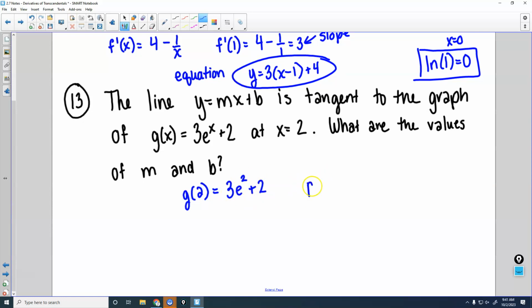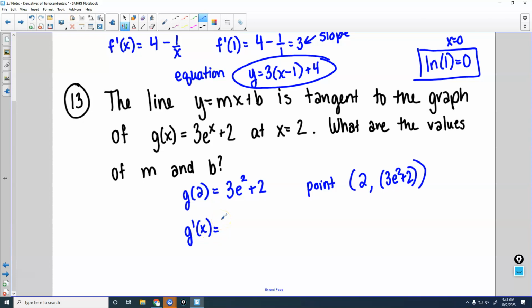Your point for this is 3e squared plus 2. 3e squared plus 2 is a number. If it were calculator active, we'd type it in and get a decimal for it, but it's not. So we got to just leave it like that. Whew. Now we got to do our slope. So we got to do the derivative of this.